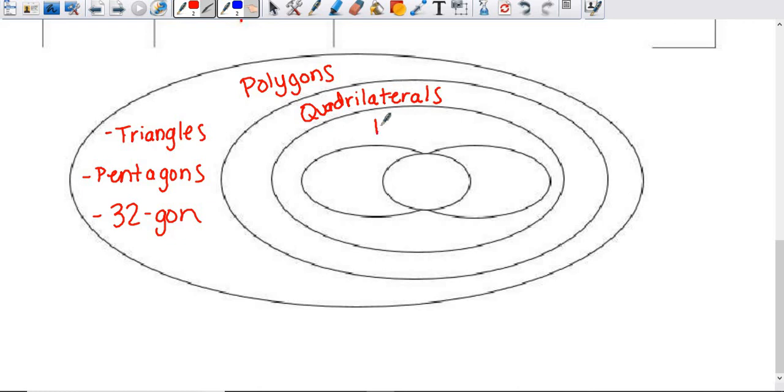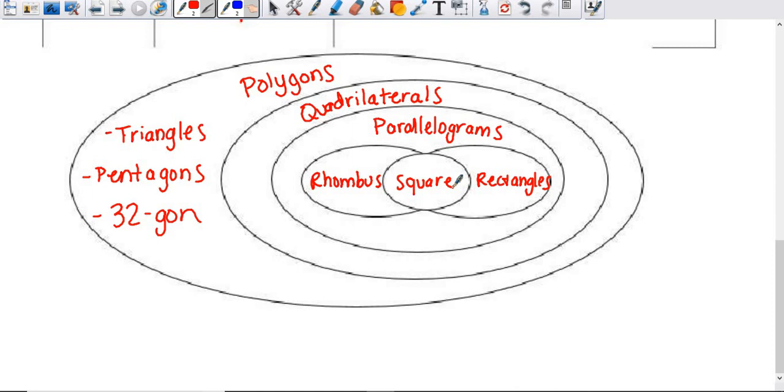Within quadrilaterals, you have parallelograms, and then there you have that rhombuses and rectangles are parallelograms, and that a square is both a rhombus and a rectangle combined. Okay, so it takes qualities from all of that.